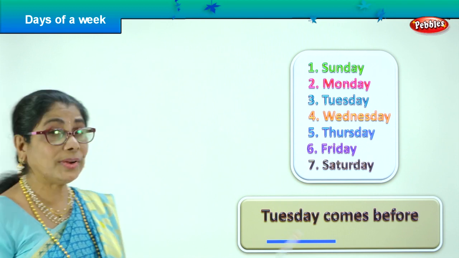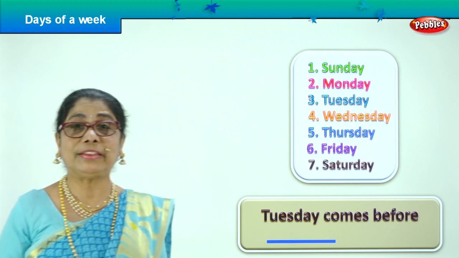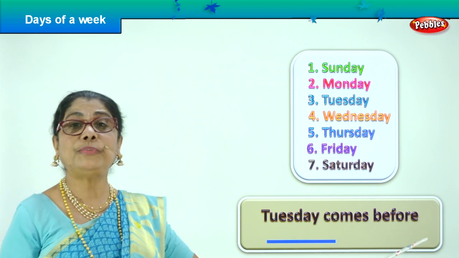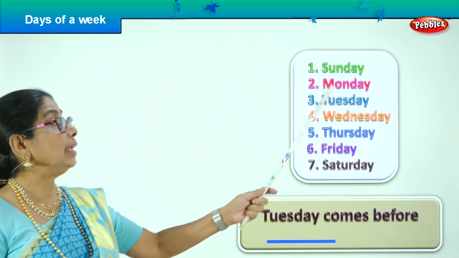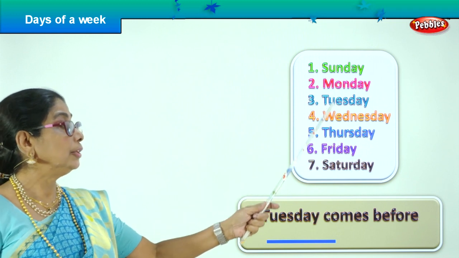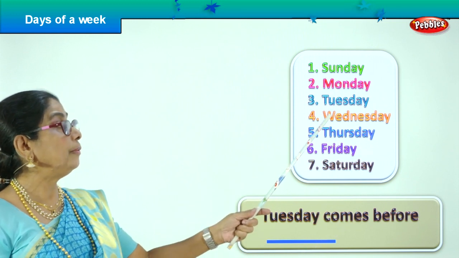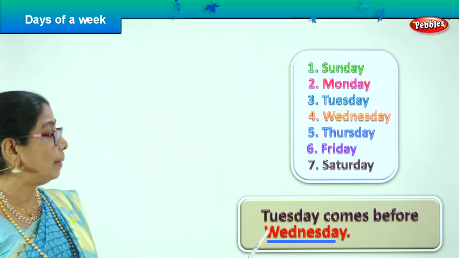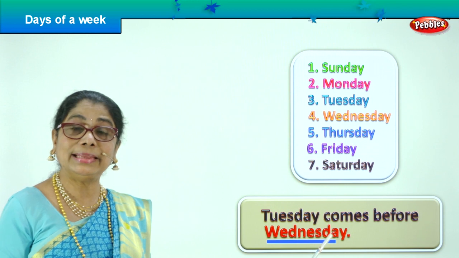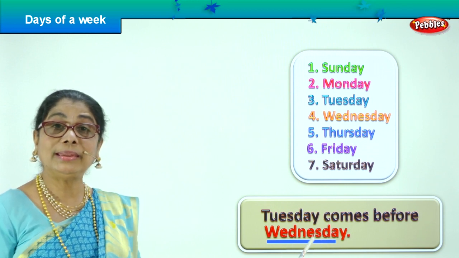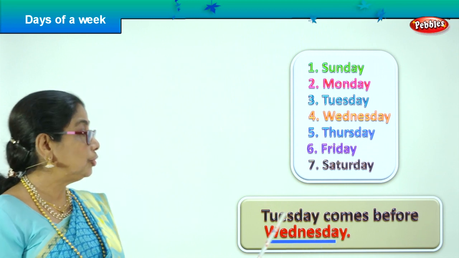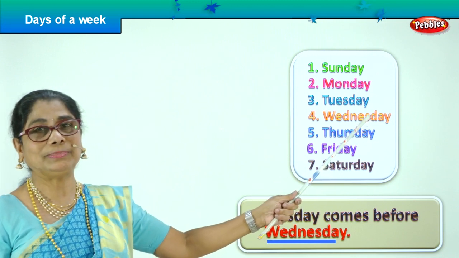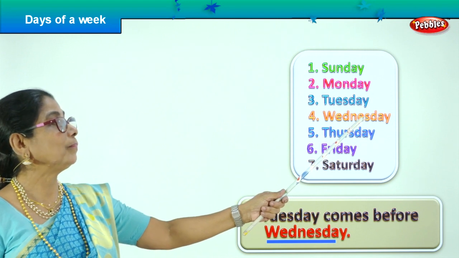Okay, here let's read what fill up is given to us. Tuesday comes before dash. Sunday, Monday, Tuesday. Tuesday comes before Wednesday. So we write here Wednesday. Tuesday comes before Wednesday. Yes? Good.